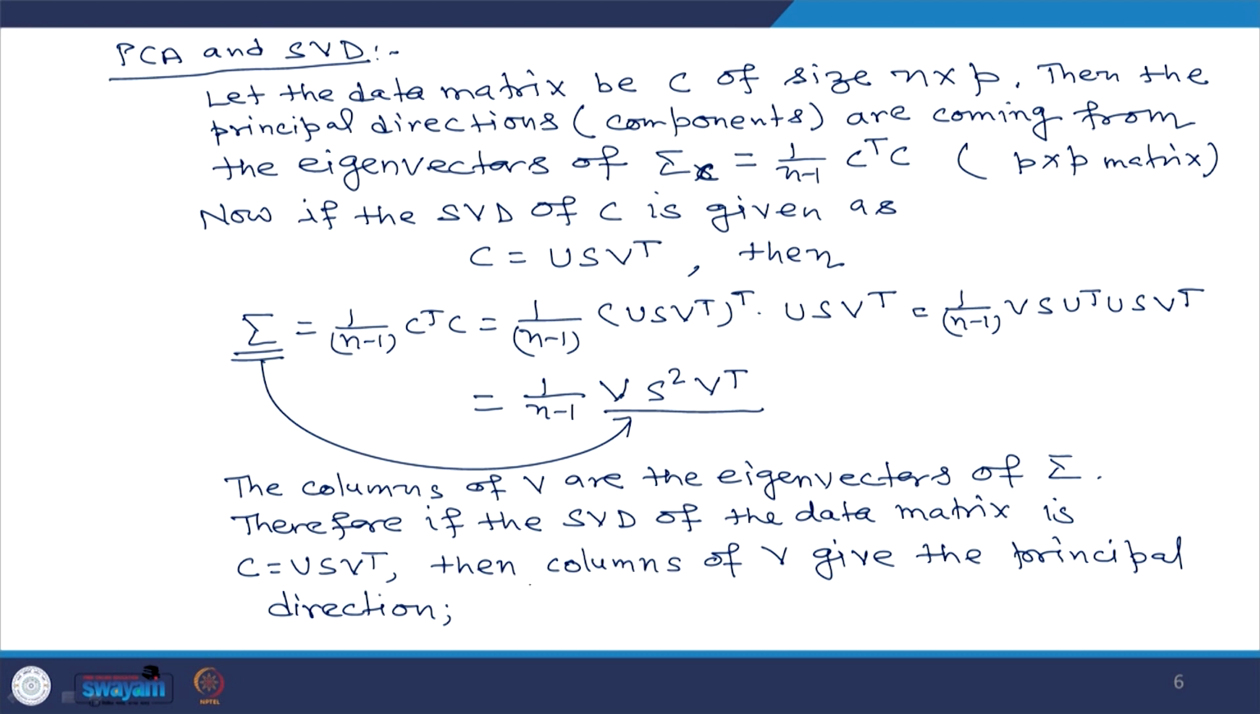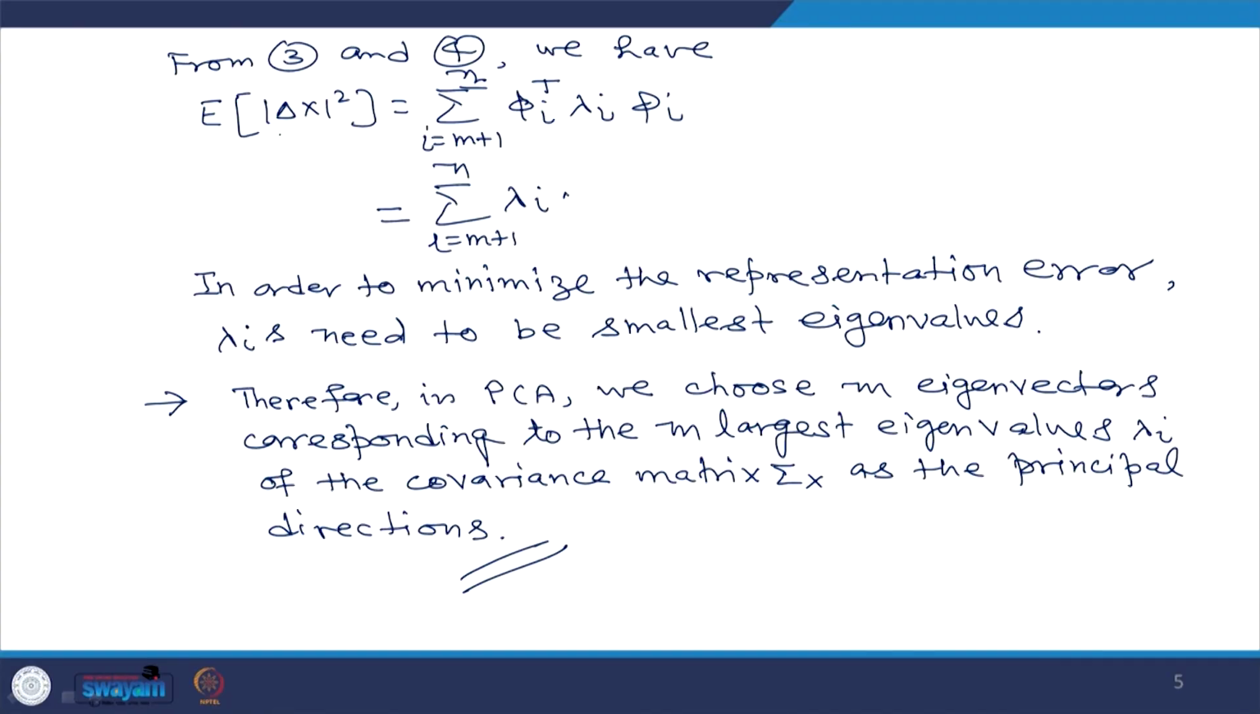And then if you want to project, then it will become XV, and XV will be US, so not XC, CV, sorry, CV equals US VTV. US gives the principal components. Furthermore, how much information I have preserved, that you can see from here. So, this much information we are discarding.